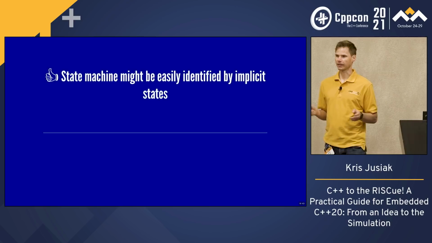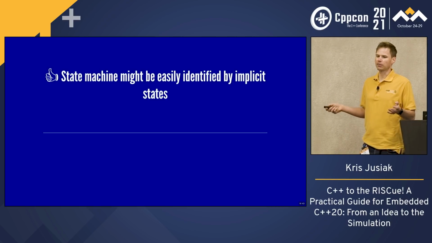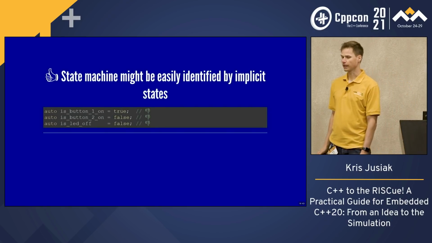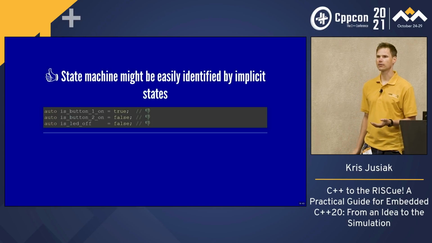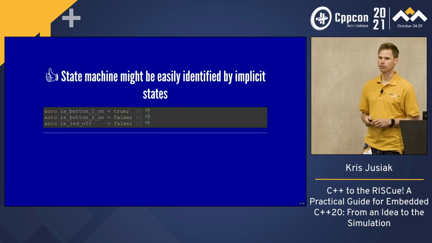So, blue background, something to wake you up with. State machines might be easily identified. All the online examples, in my opinion, with Arduino and others, when you learn how to start with microcontrollers, will have something like that. Is button something true. You have these Boolean variables, and if you know about state machines, you immediately know that something is wrong with the design here, because it could be easily refactored with a lot of benefits to the state machines, and we'll take a look into that.